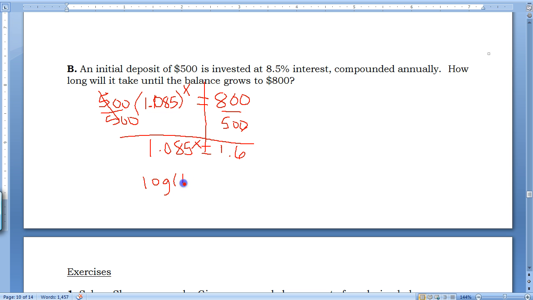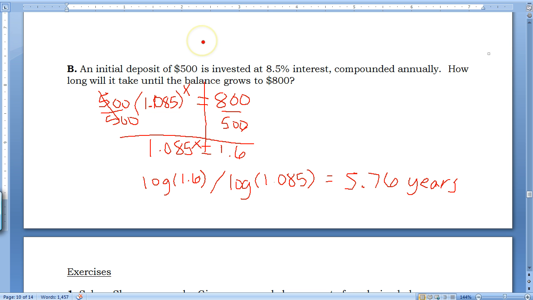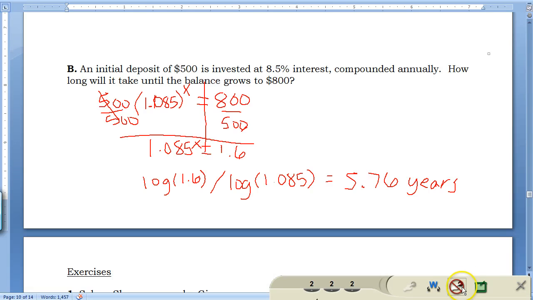And then we have our log step. We'll do log of 1.6 divided by log of 1.085. And that comes out to 5.76, which means it'll take about 5.76 years for the balance to grow from $500 to $800. Okay, that's it for the lesson. Good luck with the exercises, and as always, ask me if you have any questions.